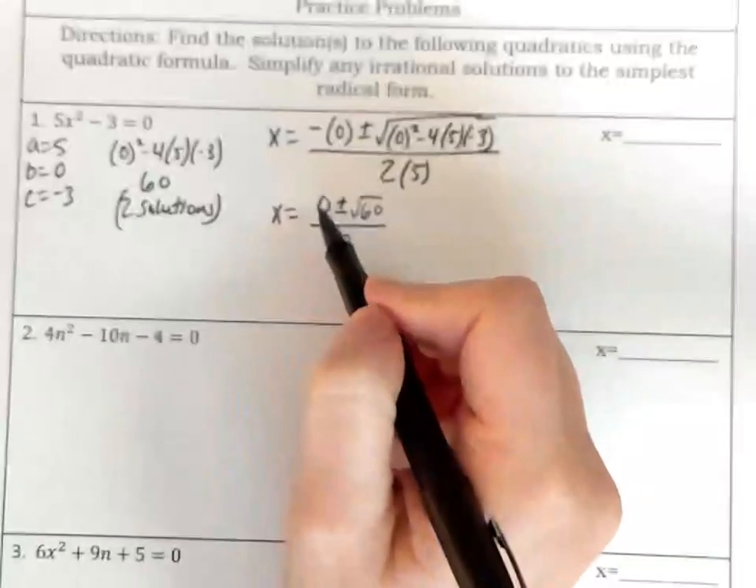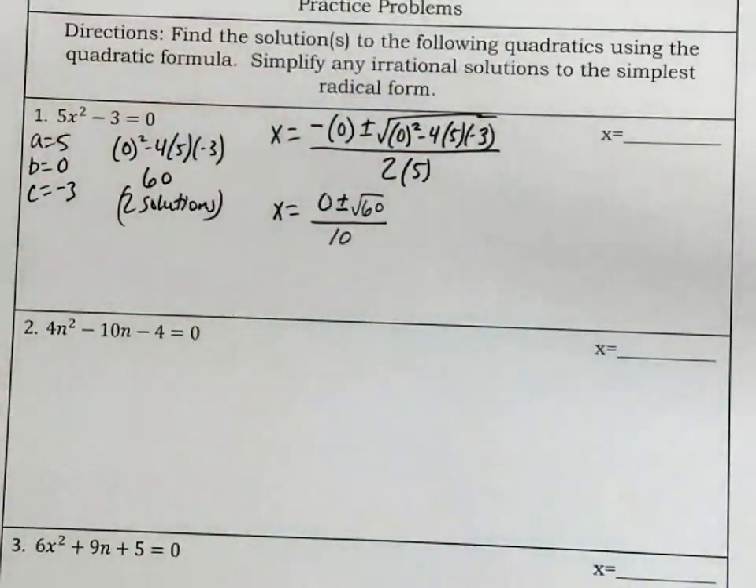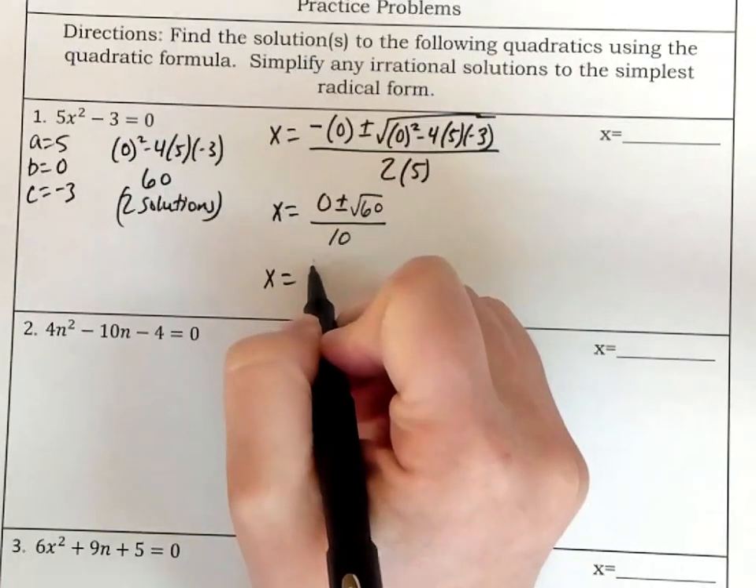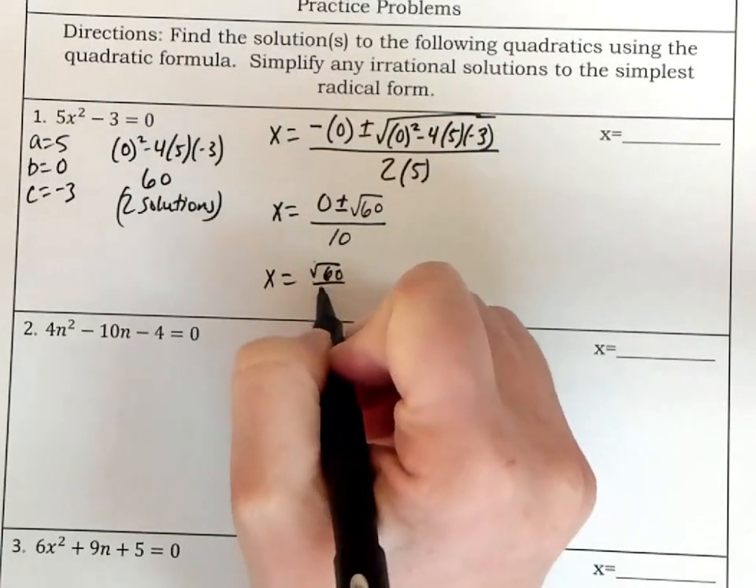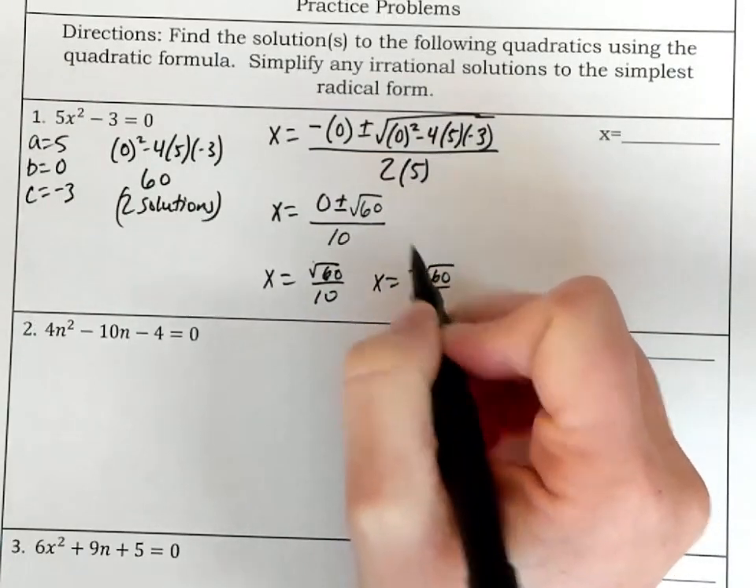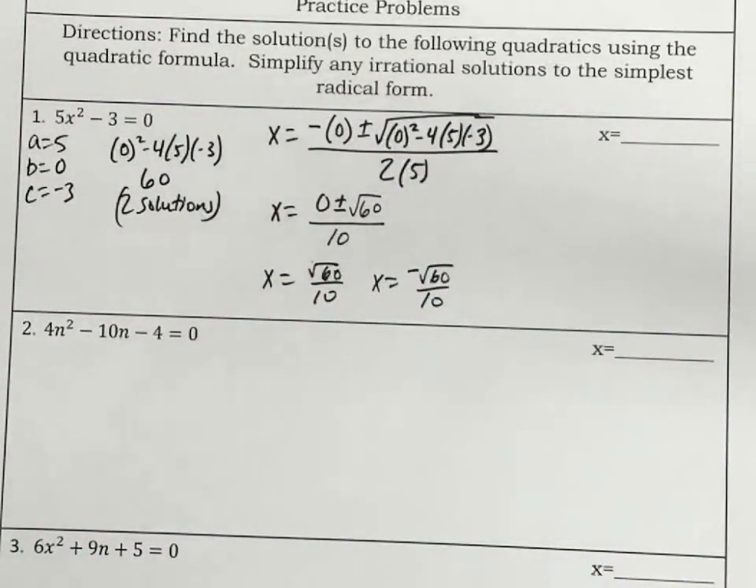And in all reality, that 0 also goes away, and I'm just left with plus or minus the square root of 60. So what I have here is x is equal to the square root of 60 divided by 10, and x is equal to the negative square root of 60 divided by 10, because remember, this plus or minus symbol means that I have 2 different solutions here.